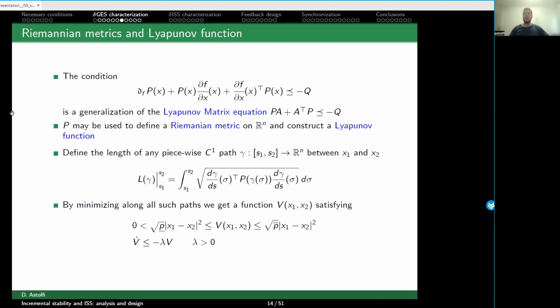We can imagine taking any path between any two points x1, x2. We take any path connecting these two points, and actually we take the minimum among all the lengths of these C1 paths, the one that minimizes the length associated to this Riemannian structure P. And by minimizing along all such paths, we get a Lyapunov function V of x1, x2 that satisfies the bounds that we have before. So we actually construct an incremental Lyapunov function.